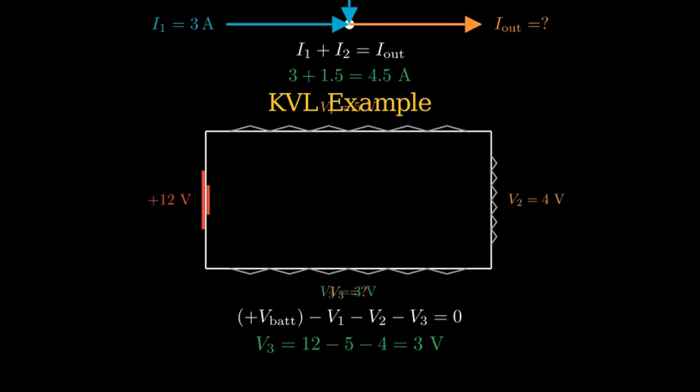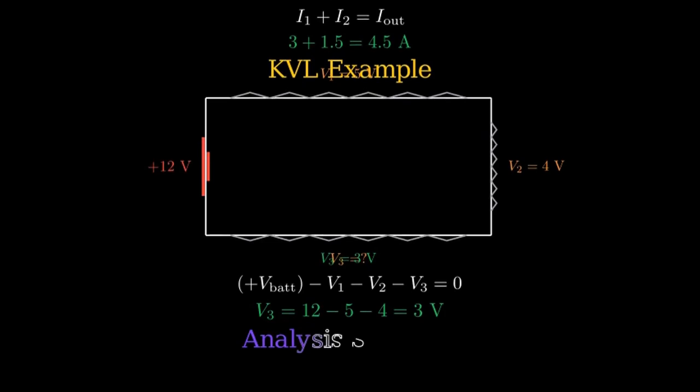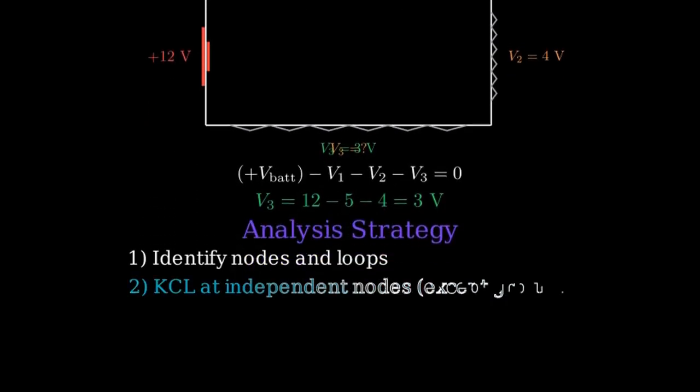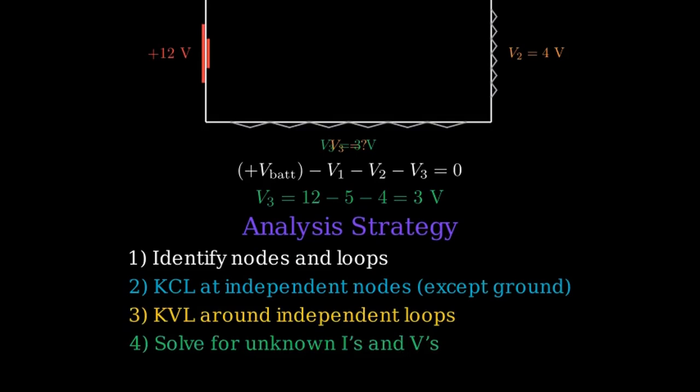How do you use these laws on real circuits? Step 1. Identify all nodes and loops. Step 2. Write one KCL equation for each independent node, excluding ground. Step 3. Write one KVL equation for each independent loop. Step 4. Solve the resulting system for unknown currents and voltages.